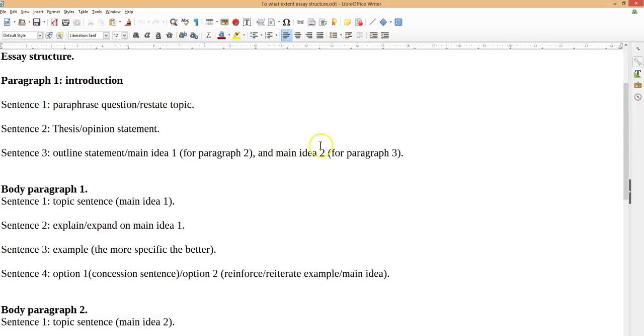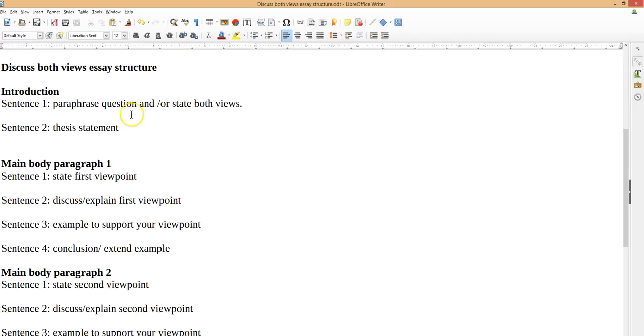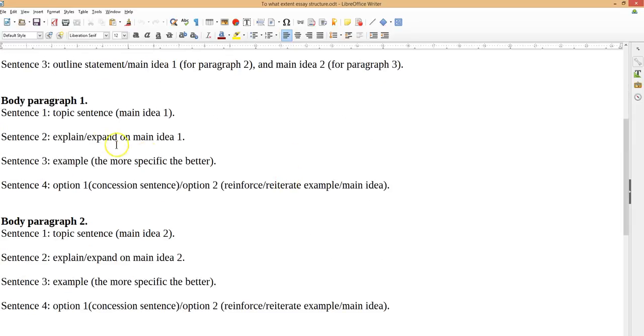So this is the "to what extent" essay. In that one, you paraphrase, state your opinion, and give an outline. In the "discuss both views" essay, you paraphrase and state both views. You briefly mention your two main ideas, and then in your body paragraph: main idea, explain, example, and opinion. So this is pretty similar in terms of the body paragraphs.